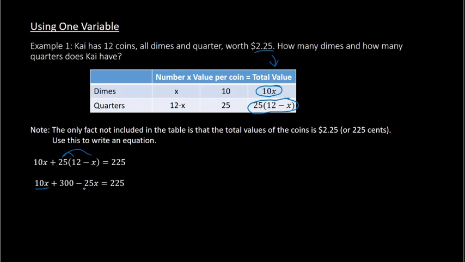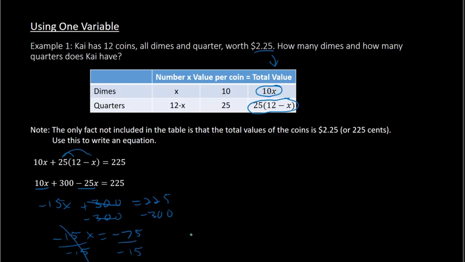And then combine like terms. 10 minus 25 is negative 15x. So negative 15x, and then this 300 I can bring to the right. So negative 15x plus 300 equals 225. I can then subtract the 300 over. We get negative 15x equals negative 75. Then divide by negative 15 to get x equals, then 75 over 15 is 5. And it's positive because negative divided by negative is positive. So x is 5, which is the number of dimes. And then the number of quarters is 12 minus x, or 12 minus 5, which is 7.